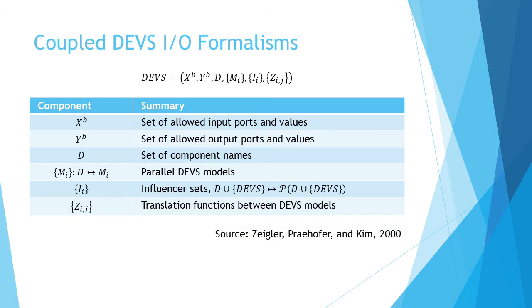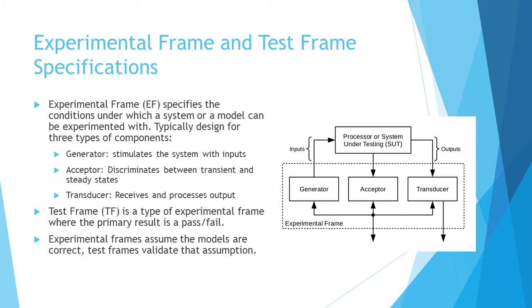DEVS specifies the composition of models here. It has closure under atomic DEVS, which allows coupled models to contain atomic or coupled components. Modeling in DEVS offers multiple layers of abstraction because of hierarchical composition.